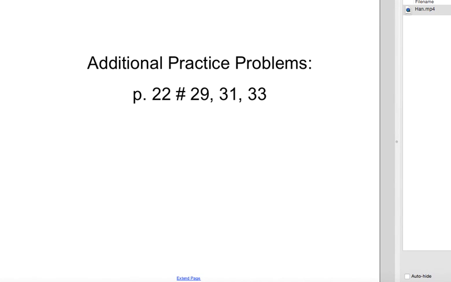Additional practice problems for this concept can be found in your textbook on page 22, numbers 29, 31, and 33.